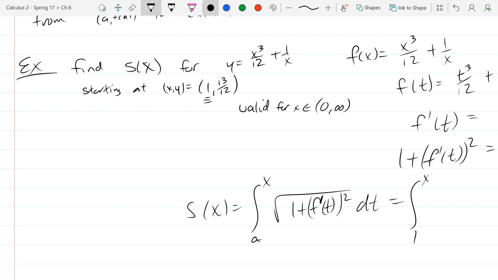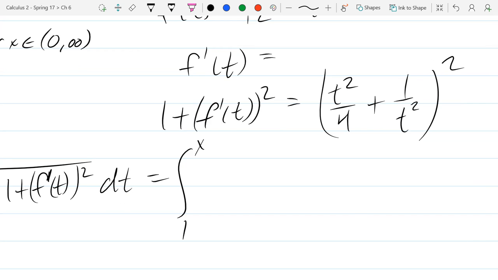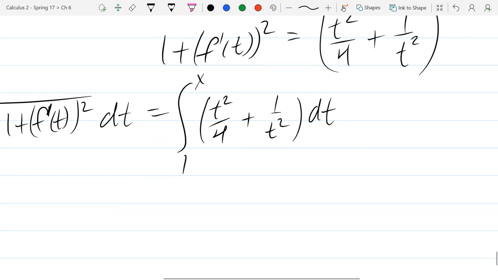sum number x. And I'm going to write the simplified version and go ahead and take the square root at the same time. t squared over 4 plus 1 over t squared. So squaring cancels the square root that I would get. And let's go ahead. I didn't really do any of the calculus for this problem, so we'll go ahead and finish this problem off.